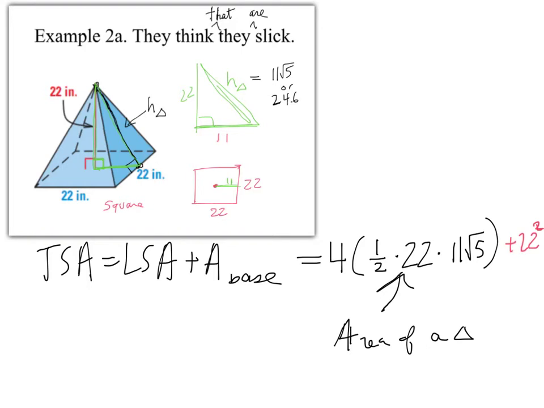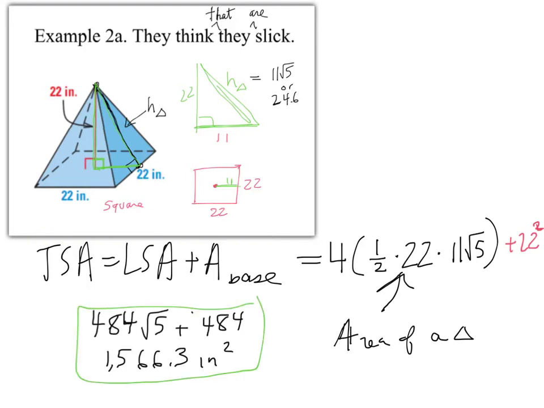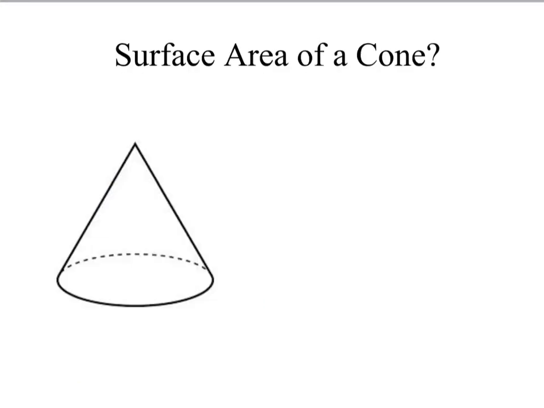All in all, when you work this out, you would get one of these two answers, either 484 root 5 plus 484 if you were using the radical 5, if you just kept it that way. Or if you use decimals, you'd get 1,566-ish square inches.